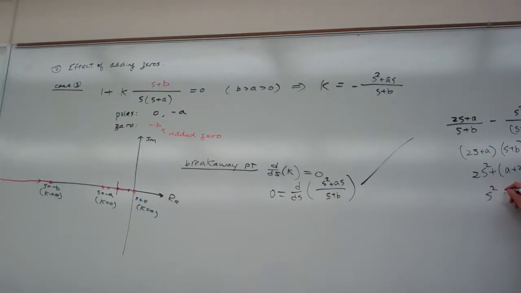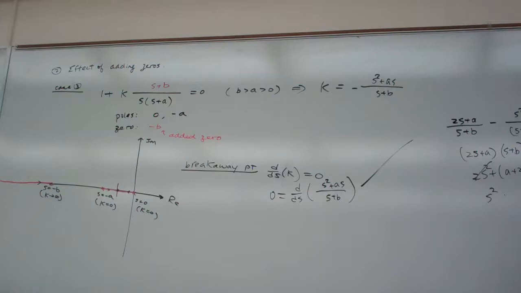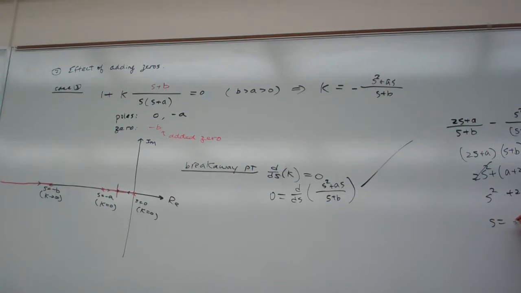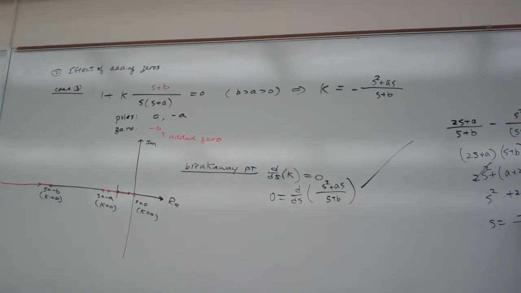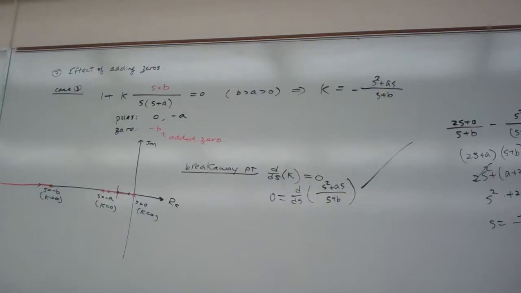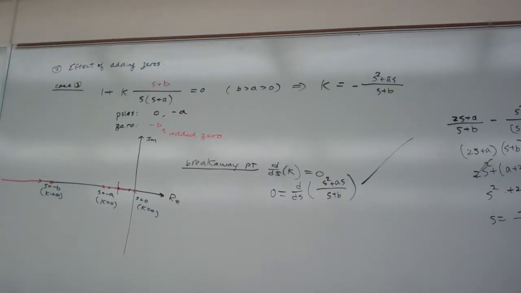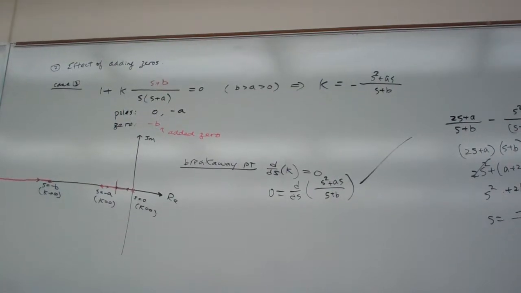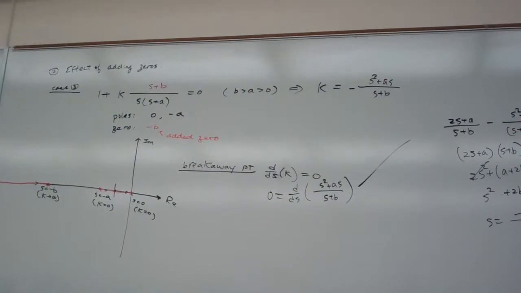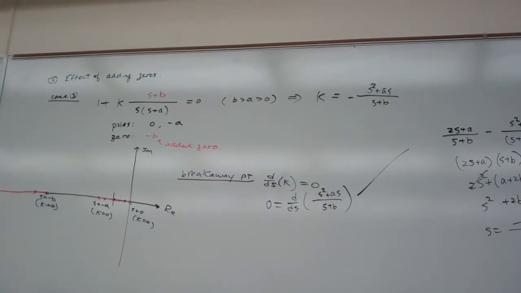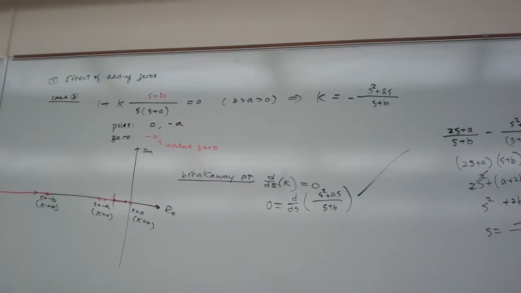So here s squared plus 2b s plus ab equal to 0. Okay, so here let me solve for this one quickly. Minus 2b plus or minus the square root of 4b squared minus 4ab, right? So that's minus b plus or minus the square root of b squared minus ab. Okay. So do you not care about the denominator?